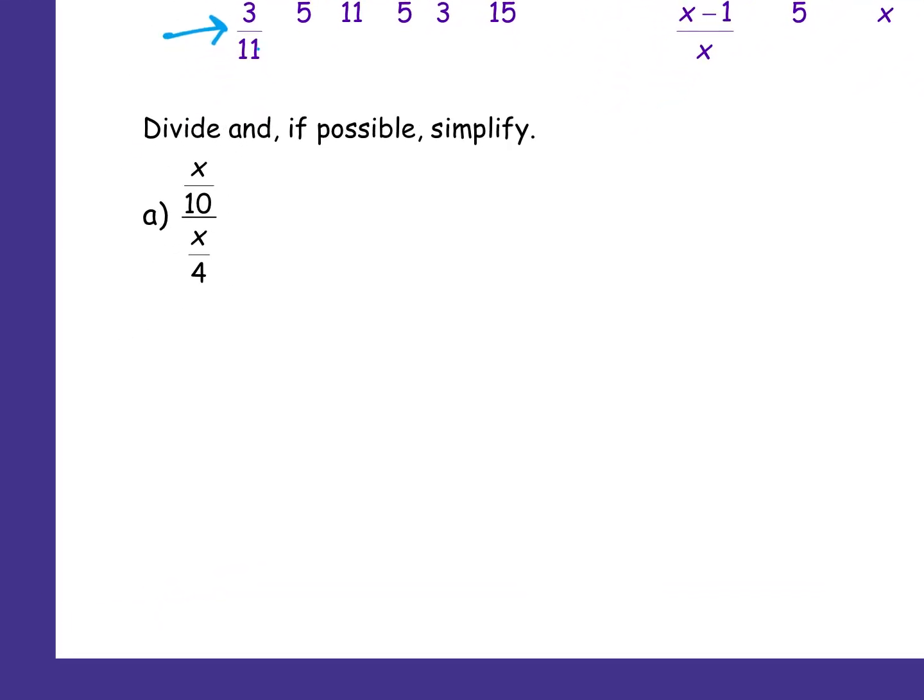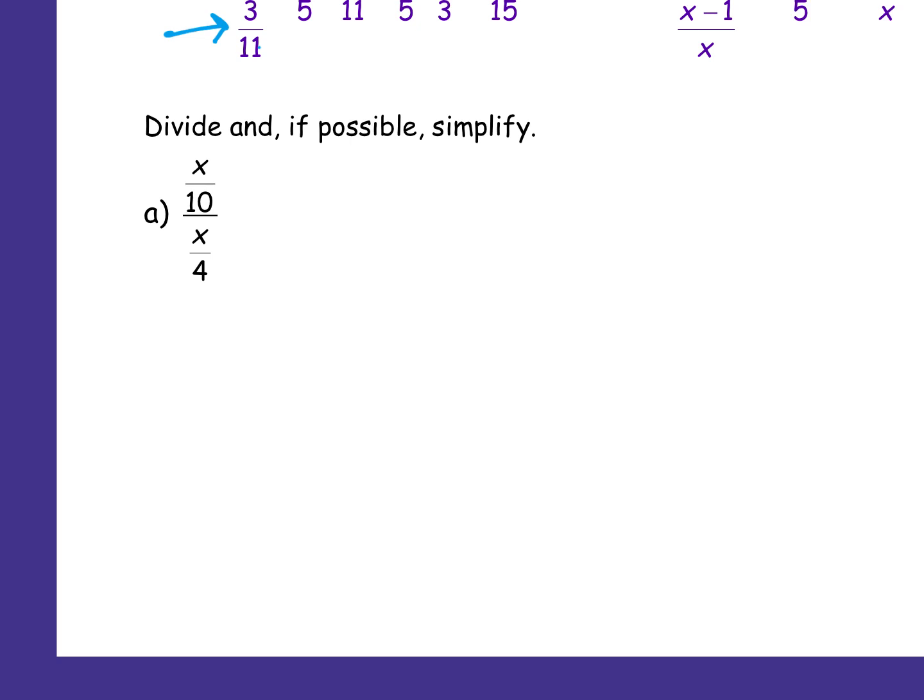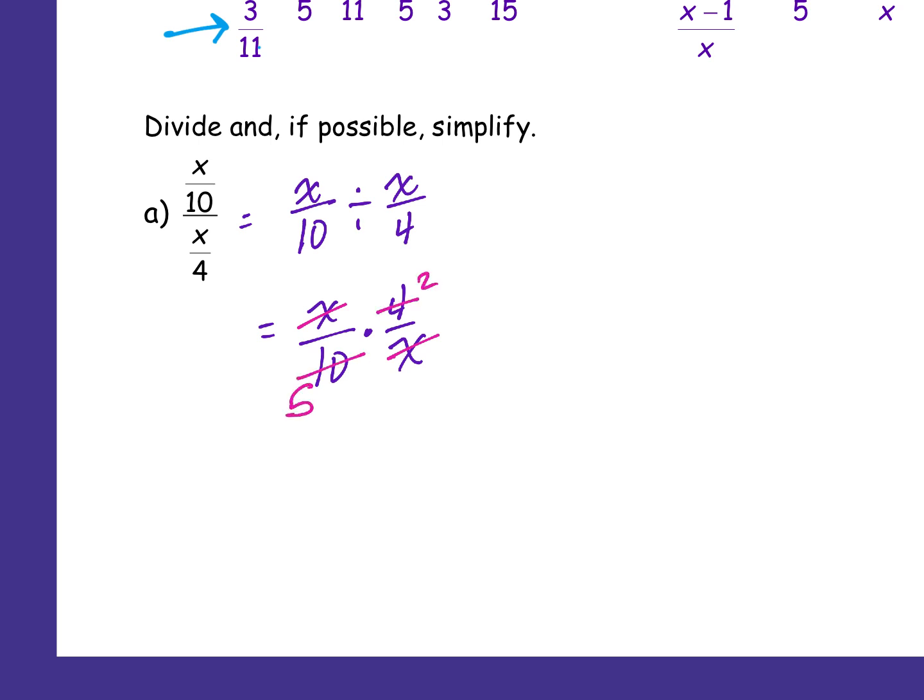I don't know why this is labeled A, but we're just going to go ahead and do it. So I'm going to flip it, right? I can actually rewrite this as x over 10 divided by x over 4. Now it's in a form that we're used to. So if I flip this, I've got x over 10 times 4 over x. Now you can see that the x's cross out or make a 1. And 2 goes into 4 2 times, and 2 goes into 10 5 times. So my answer should be 2/5.